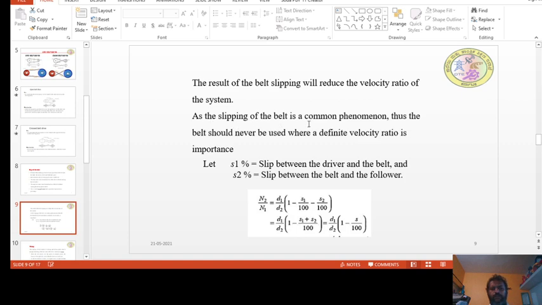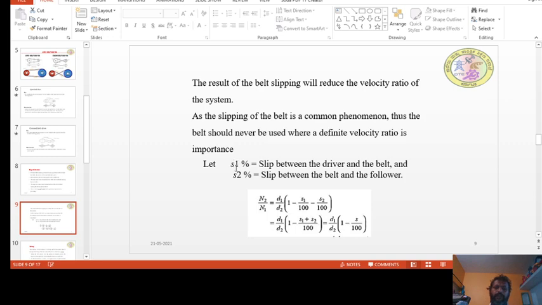As the slip of the belt is a common phenomenon, the belt should never be used where a definite velocity ratio is important. So slip cannot be avoided in the case of a belt system. So we don't recommend using it wherever a constant velocity ratio or torque is required, for example, in automobiles. So this can be quantified by a percentage.